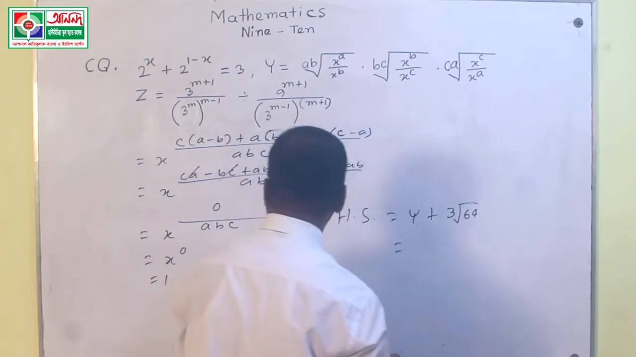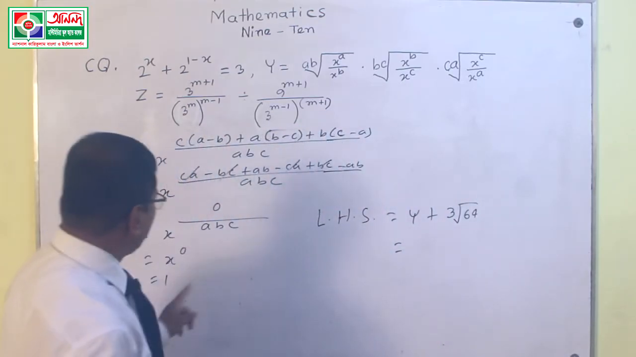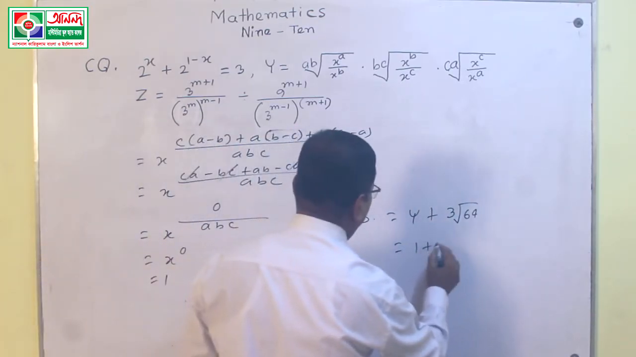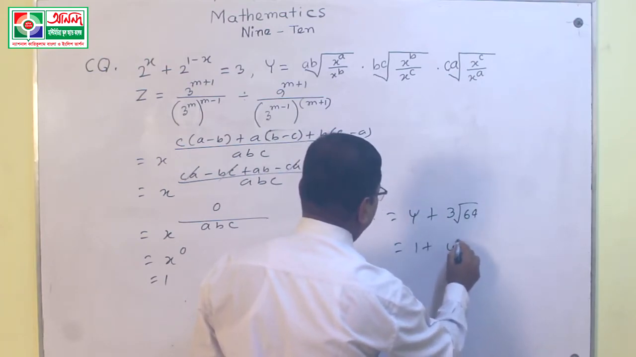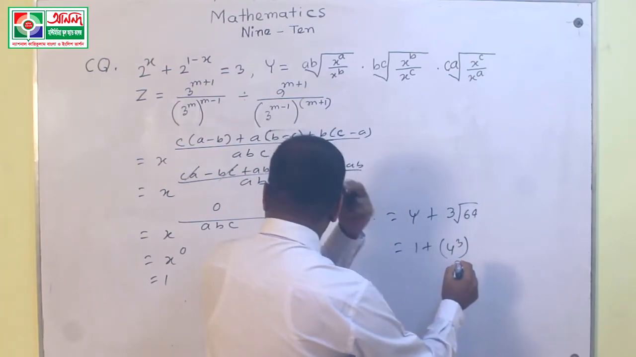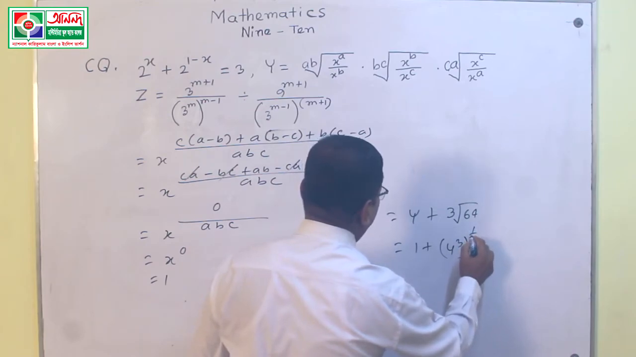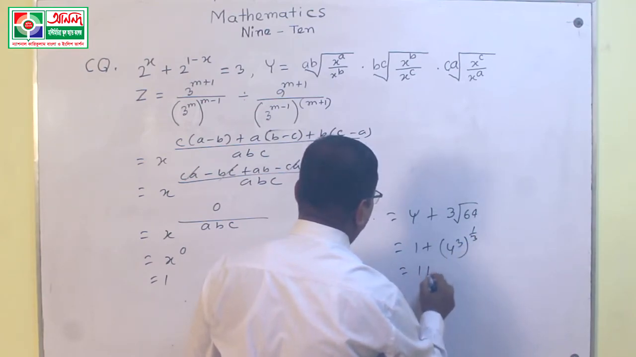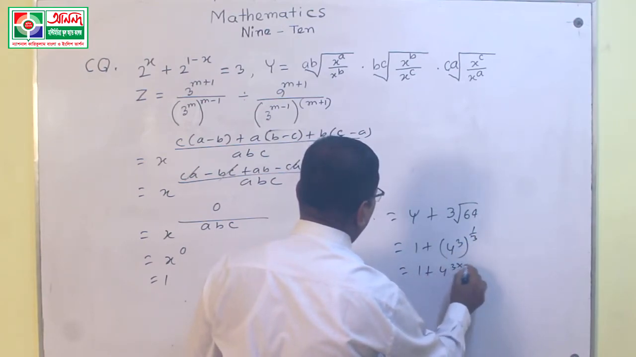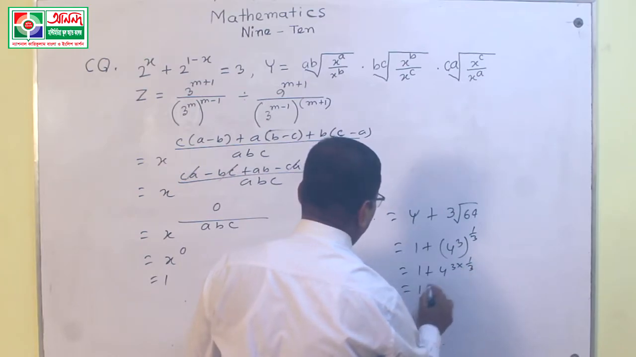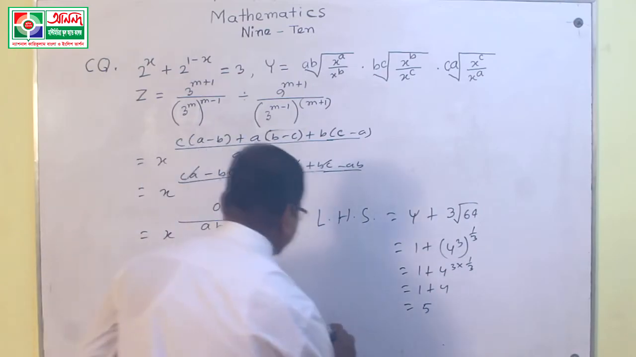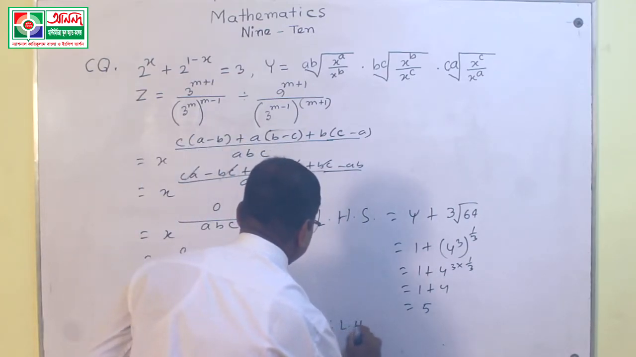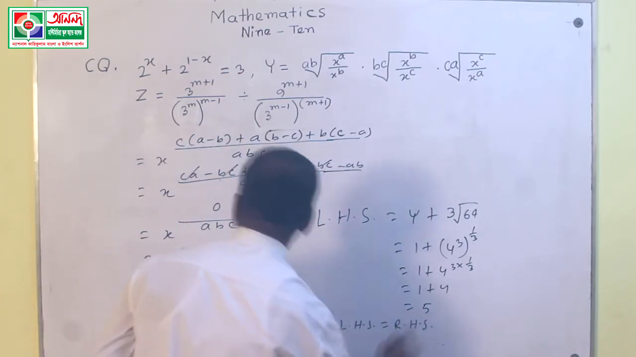So you can write here the value of y is 1 plus 64, you can write 4 cube, and cube root we can write the power in 1 by 3. So 1 plus 4 into 3 into 1 by 3, so you can write 1 plus 4 equal 5. Therefore left hand side equal right hand side.